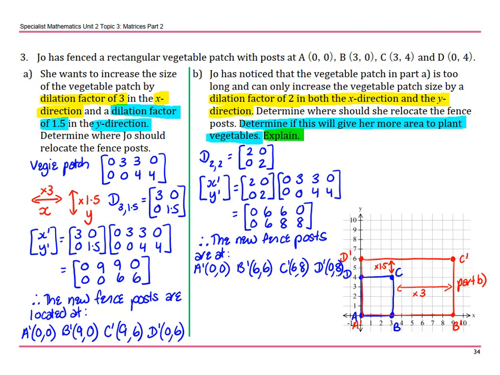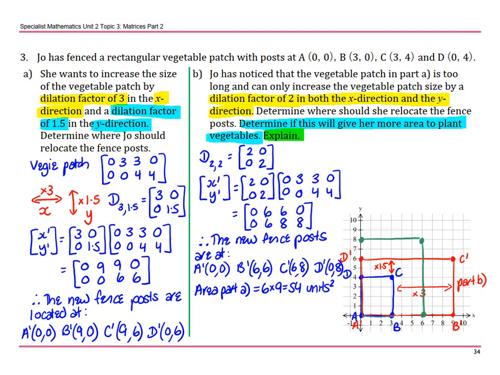Now, the second part was, will this give her more area? Now, the area for part A, which we've already got in here, will be 6 times 9, which is 54 units squared. Now let's put on our next one. So 0,0; 6,6; 6,8; and 0,8.